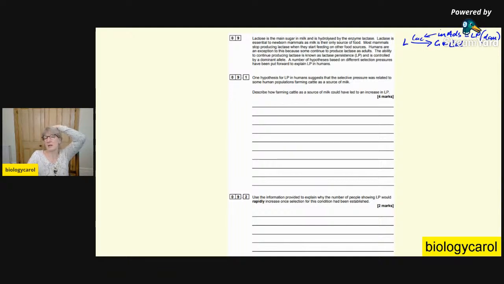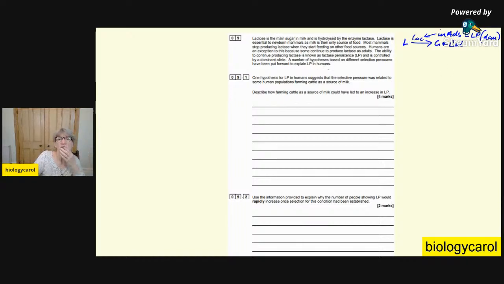If this happens in young animals, most young mammals, absolutely, because obviously young mammals drink milk when they're babies. Generally they stop producing lactase as they grow up, but humans are an exception. They produce it as adults, and we call this lactase persistence. In other words, the lactase is persistently being made, and it's controlled by a dominant allele.